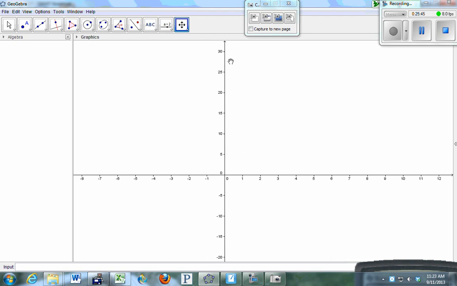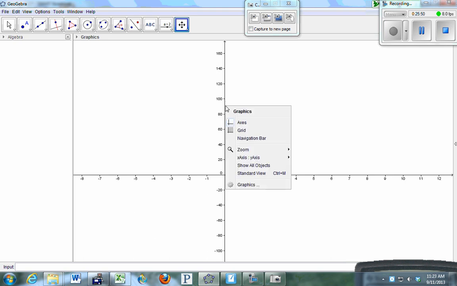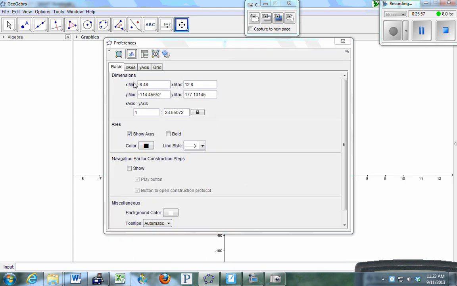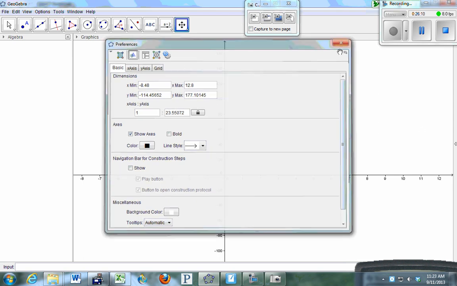You can squish that scale down as much as you want. Or you can right-click. This is a really good thing. You can right-click and tell it what the X-min and X-max and Y-min and Y-max are. So if you don't want to take the time to keep scrolling your axes down, you can right-click. The right-click is a really handy feature in GeoGebra.